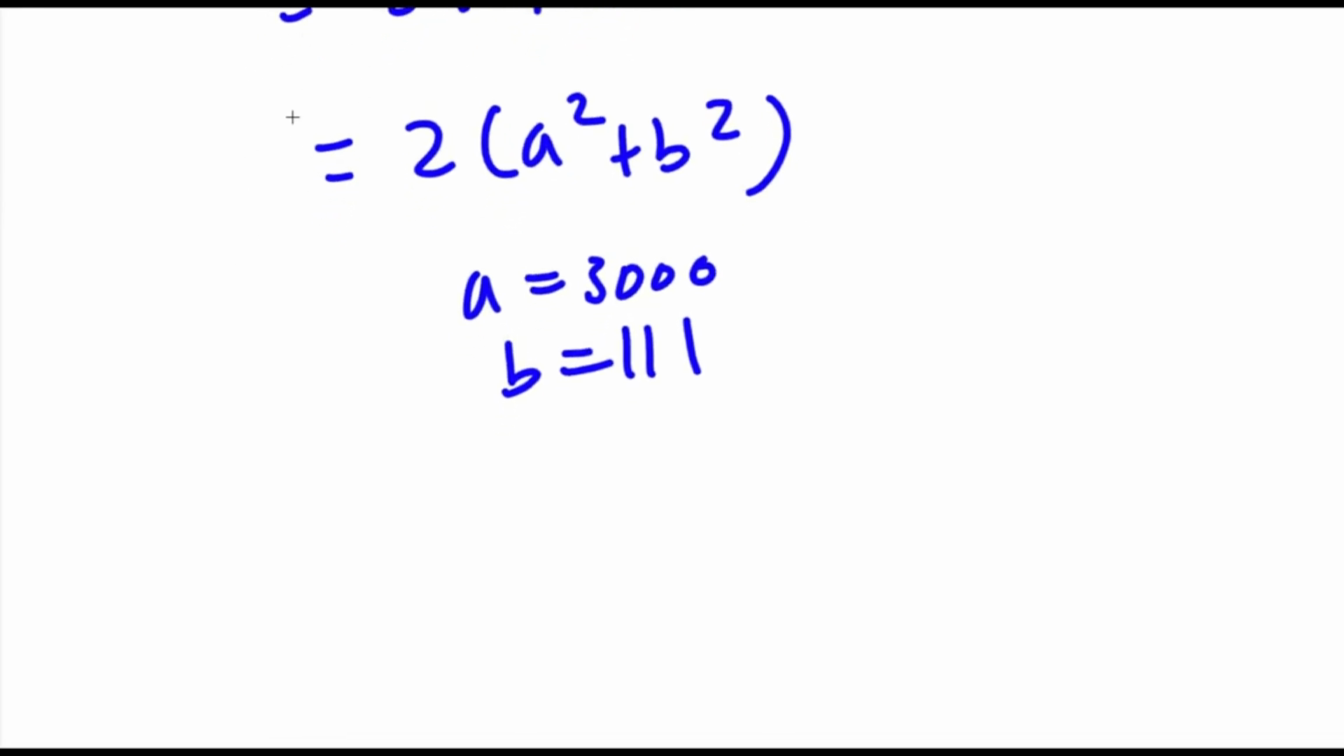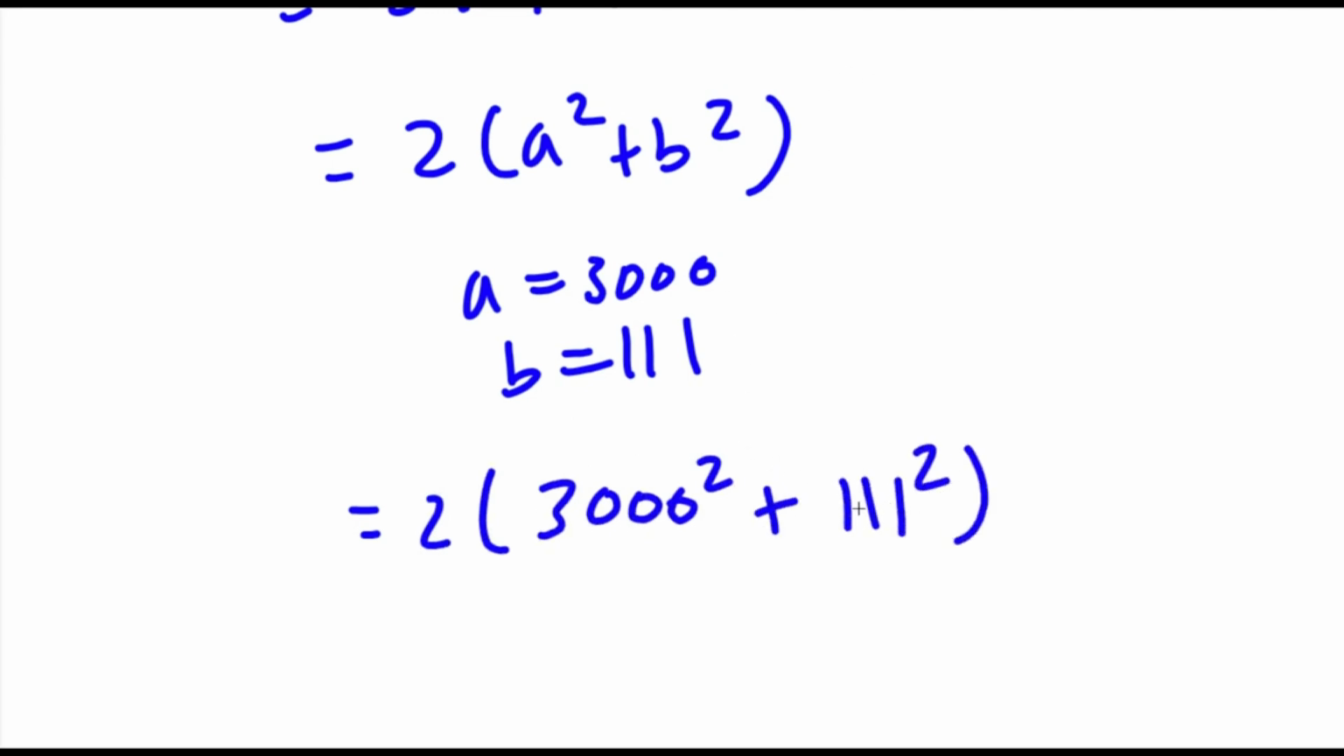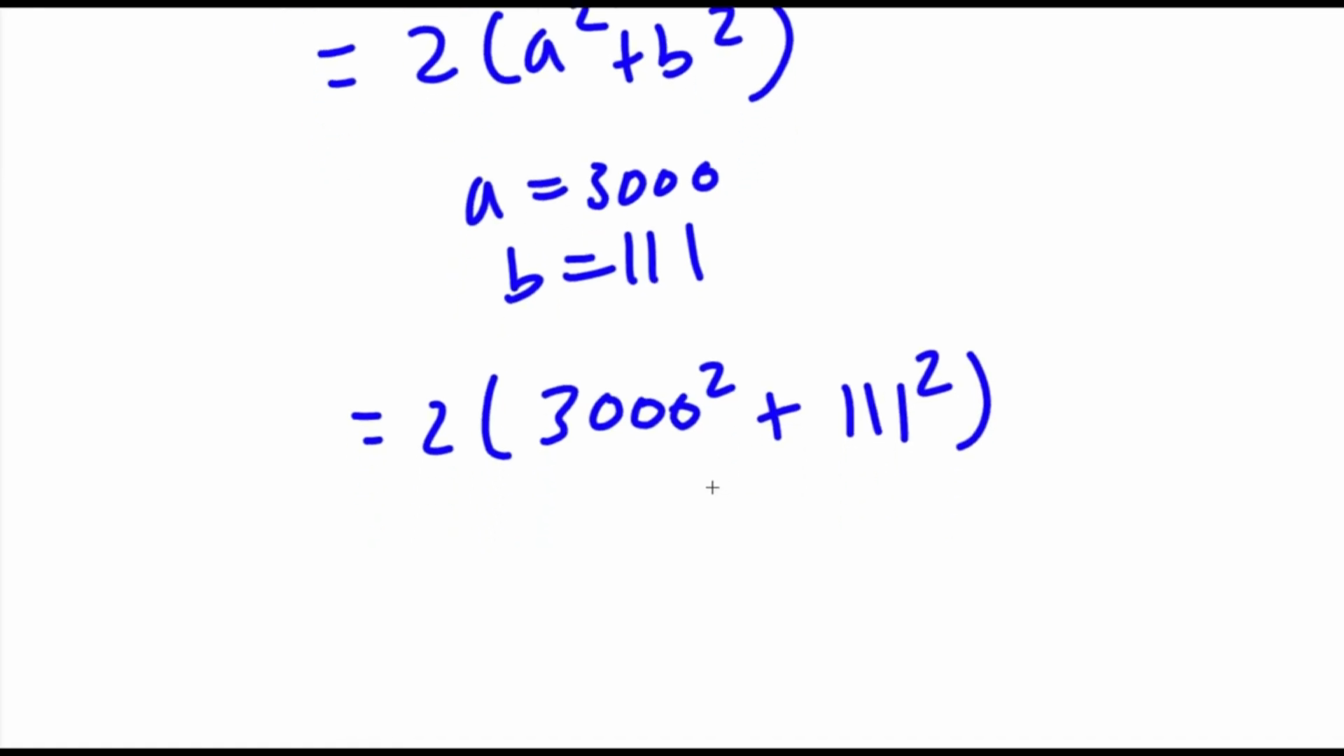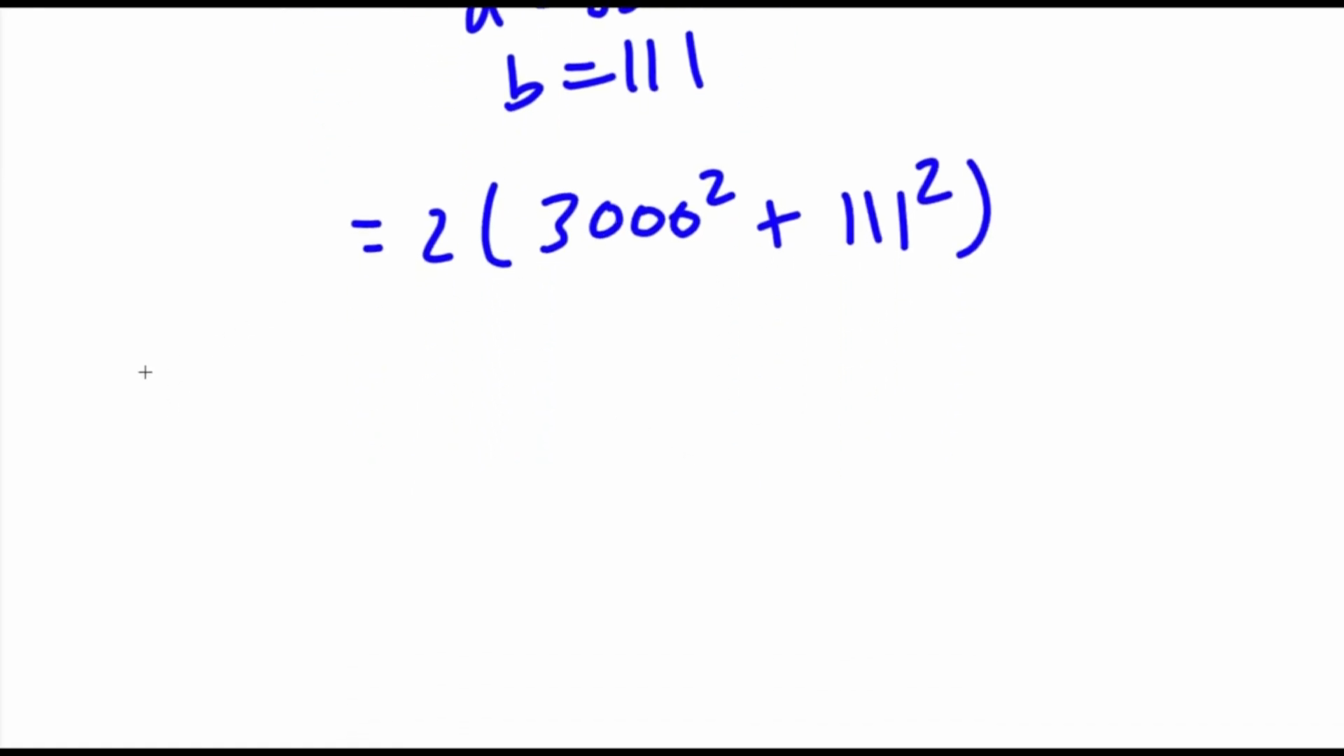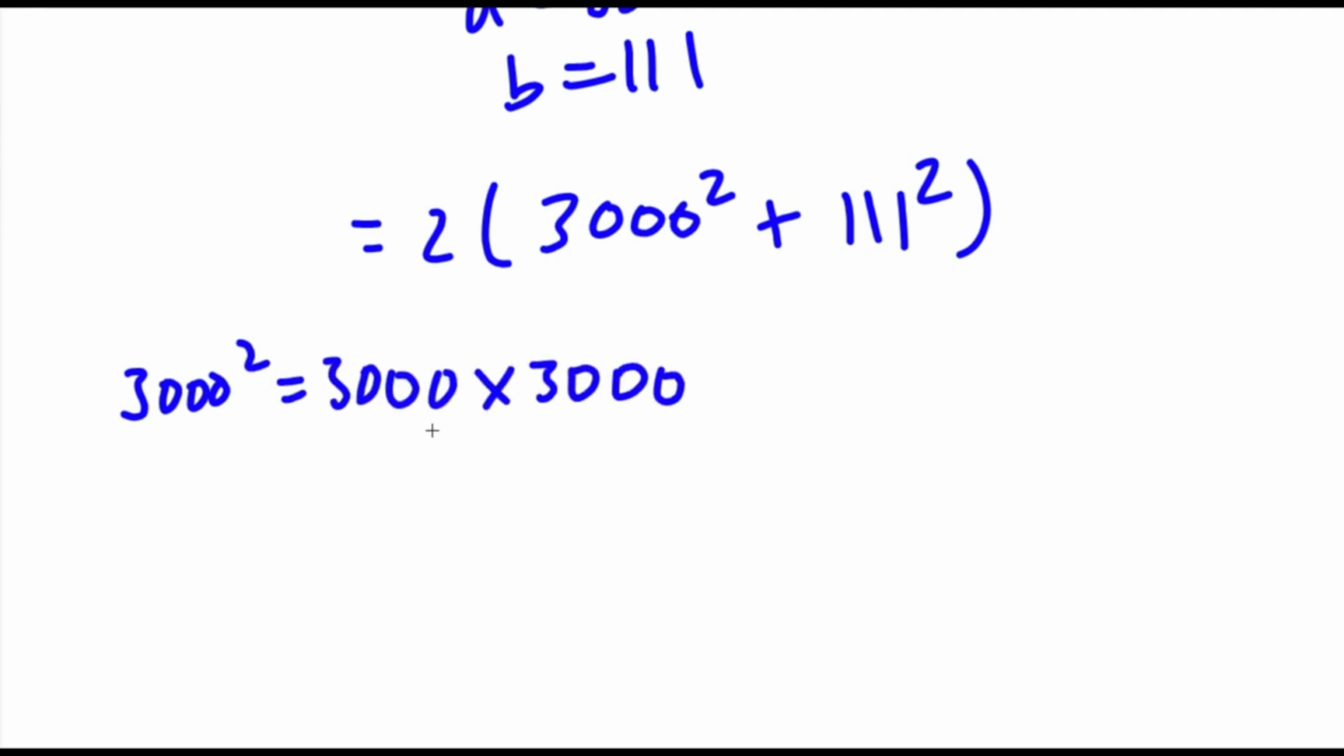So now if I substitute these values back into here, I get 2 times a squared, so 3,000 squared, plus b squared, so 111 squared. Now 3,000 squared is the same thing as 3,000 times 3,000, right? You may think this is hard because it's a 4-digit number times a 4-digit number, but for now we can ignore the zeros and just do 3 times 3. That would give us 9, right?